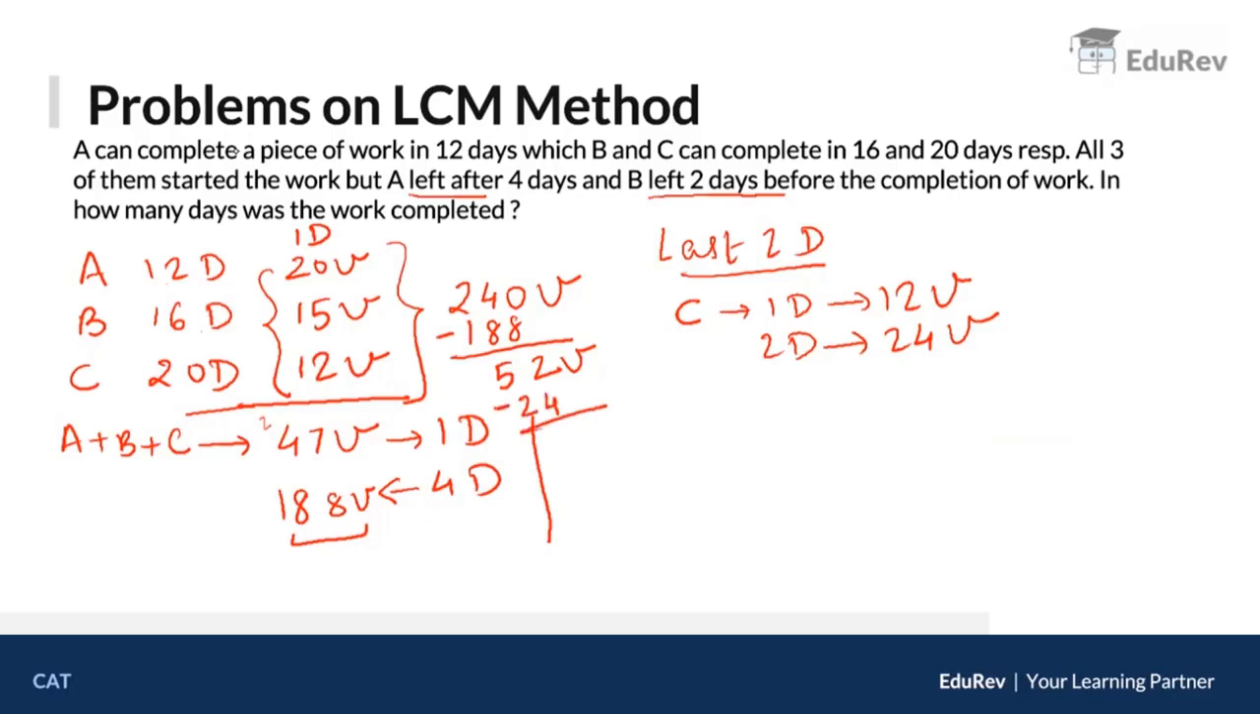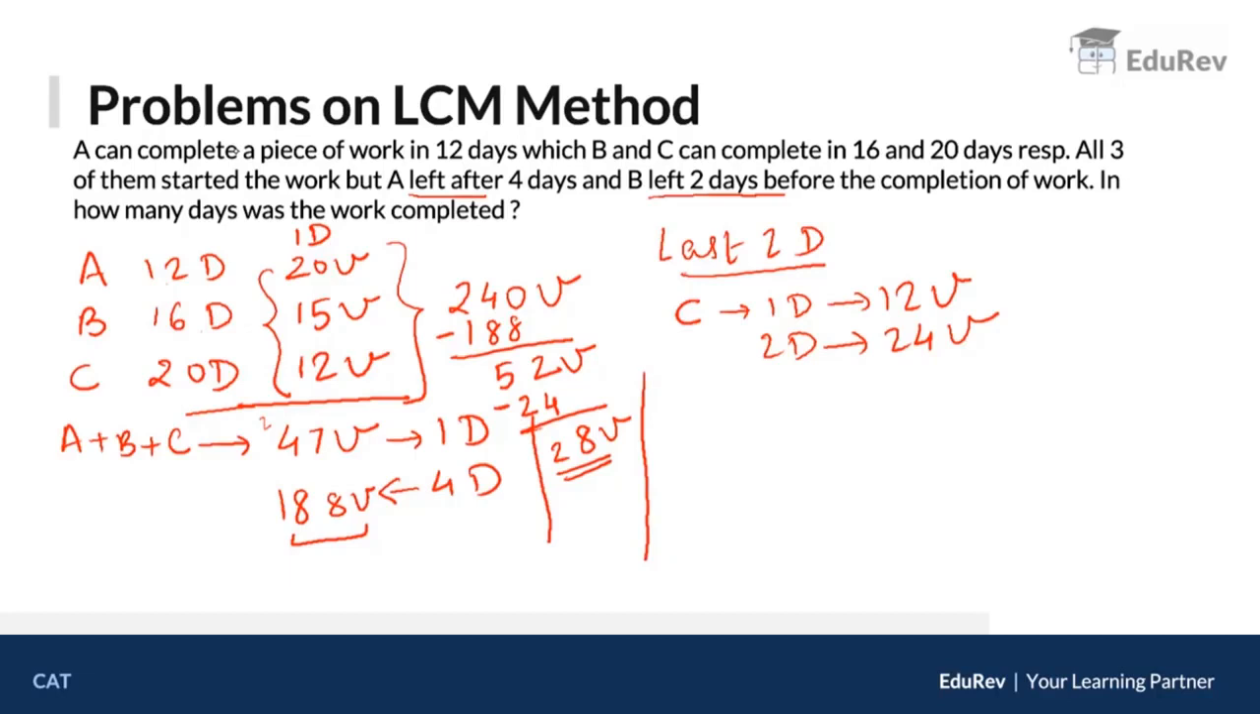So how much is remaining? 12 minus 4 is 8. This will become 4 minus 2, which is 28 units. Okay, 28 units are remaining. Now can you tell me who is going to do these 28 units?